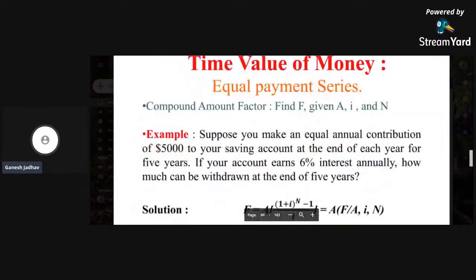So find the F. This is the example to find out the compound amount factor. You are required to find your future value, given A, which means your contribution, I is the rate, and N is the period.